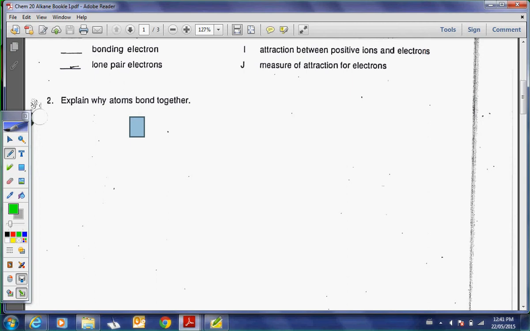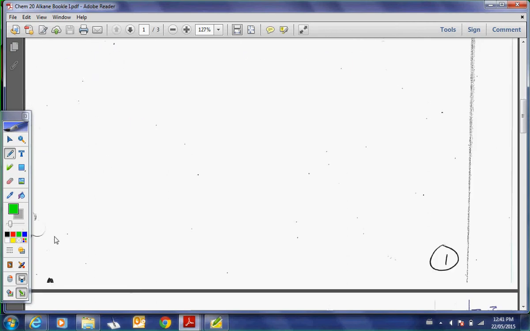Okay, there's VSEPR diagrams, but you know what? That's the majority of it, isn't it? The bonding electrons, the shared pair. That's it. That's the essence.